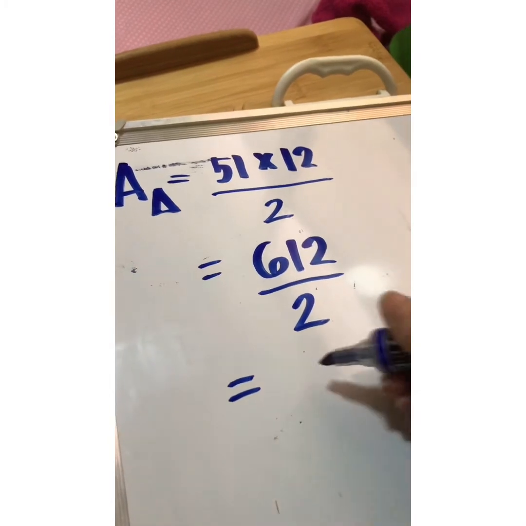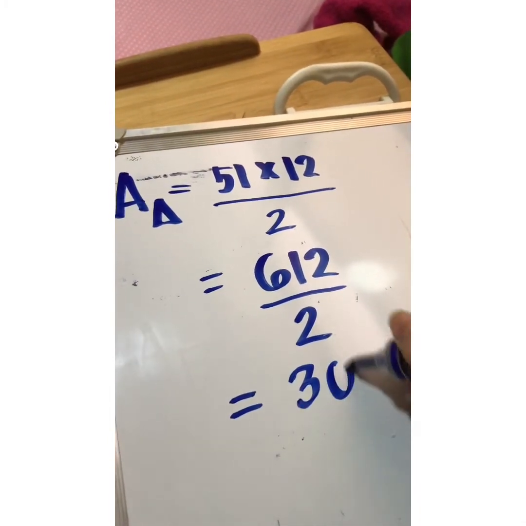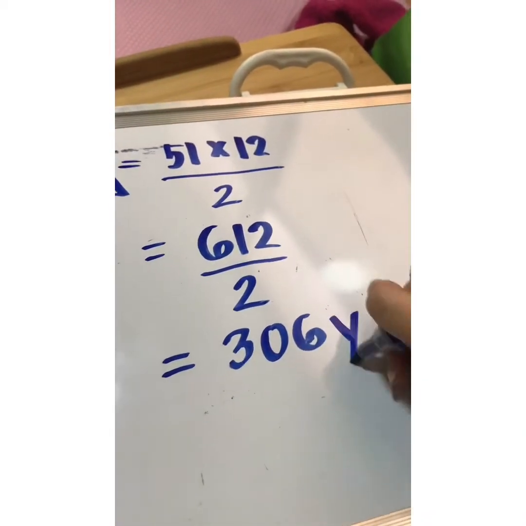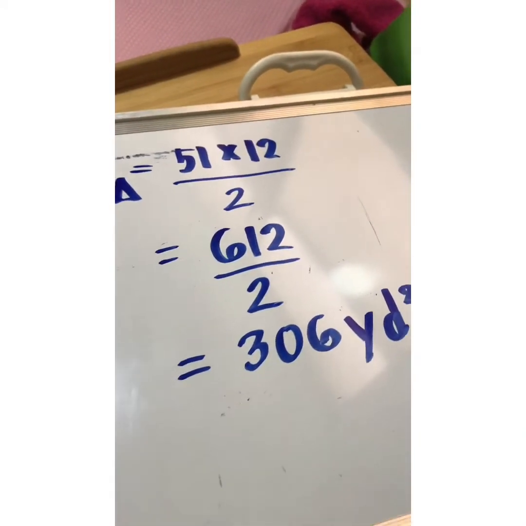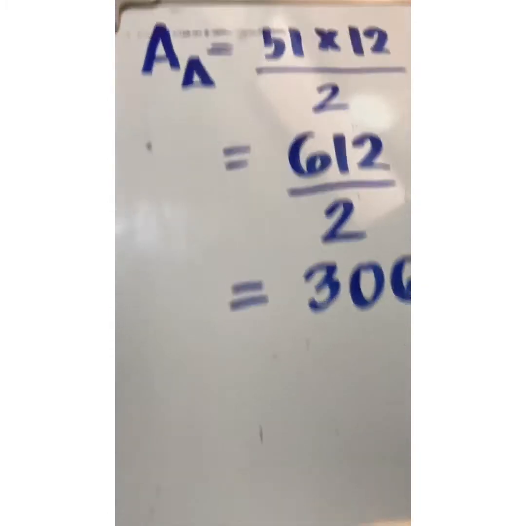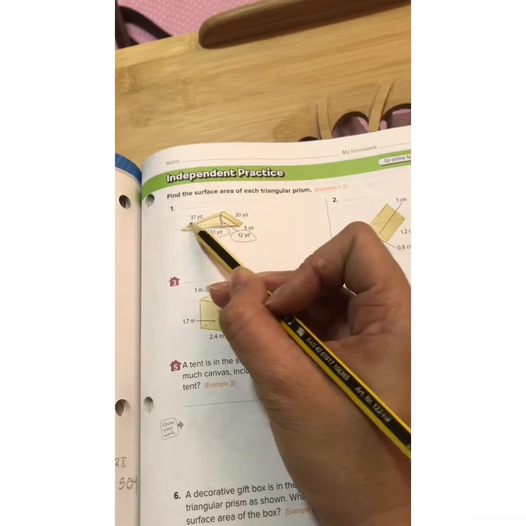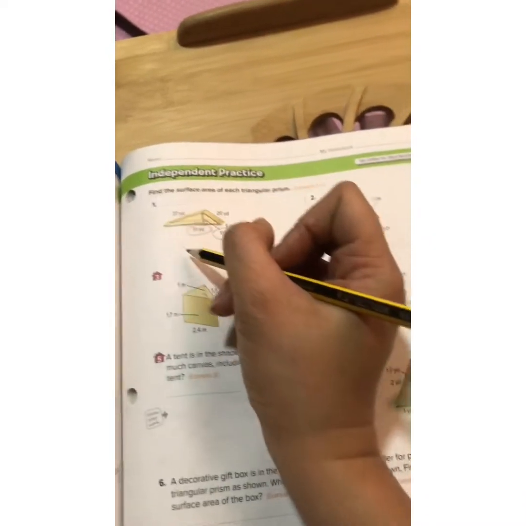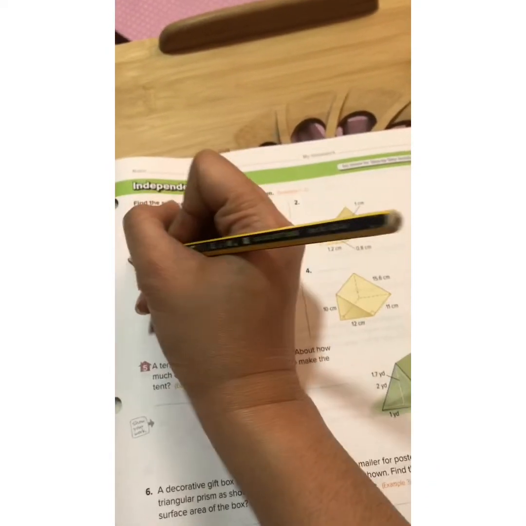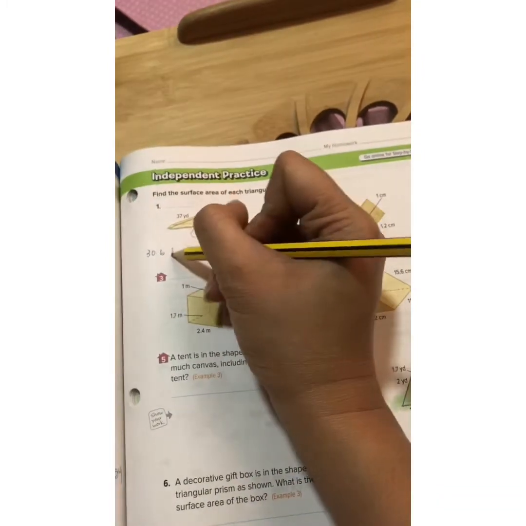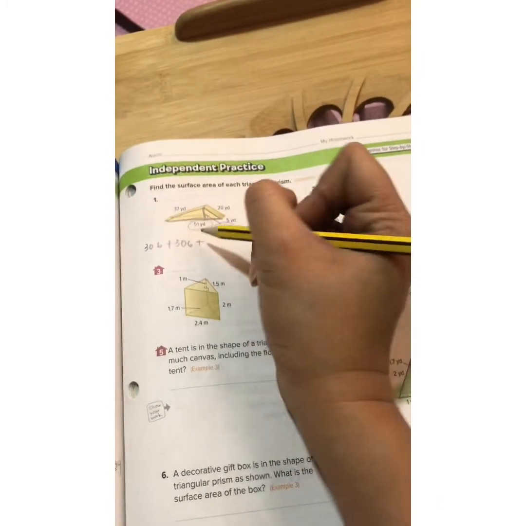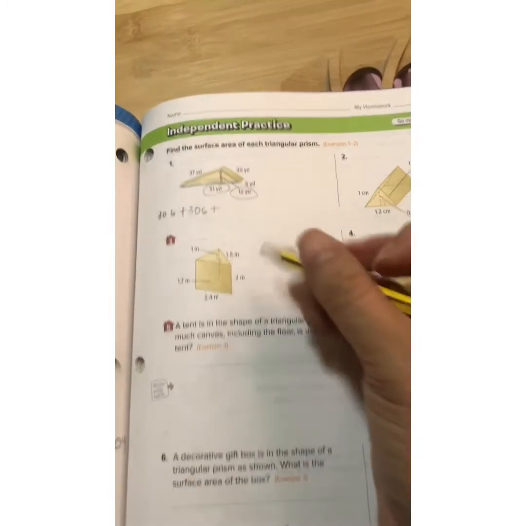What will you get? 306. Since the unit is yard square. So that is our area of the triangles. The two triangles. So we'll write it here. Since we have two triangles, this face and the back face. So we'll write here 306 plus another 306 since we have two faces of triangle. Now let's solve for that.